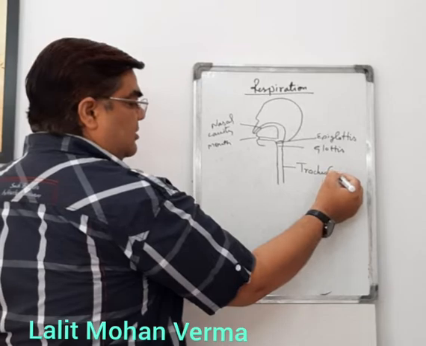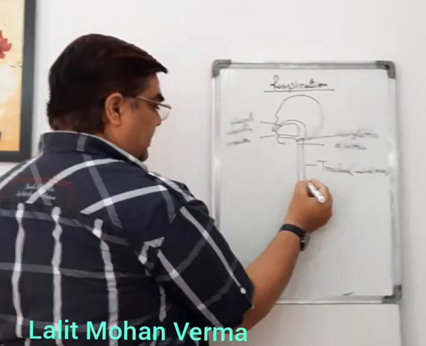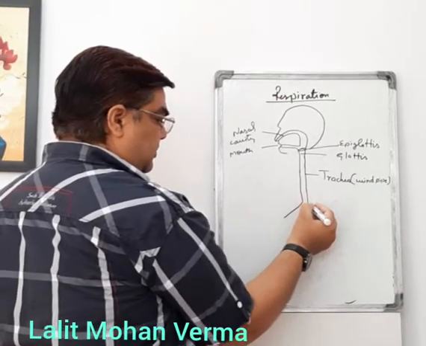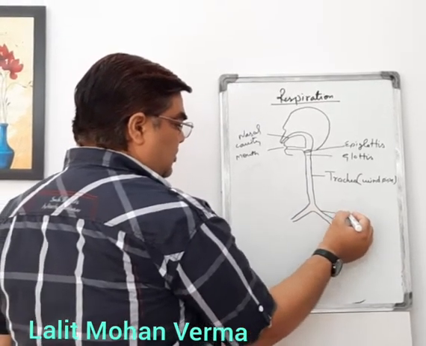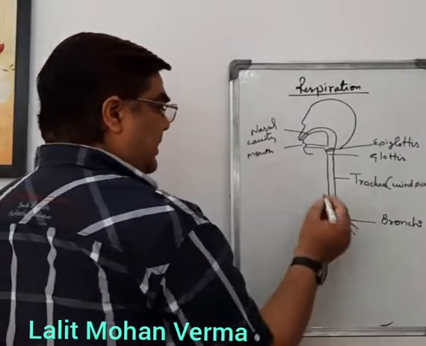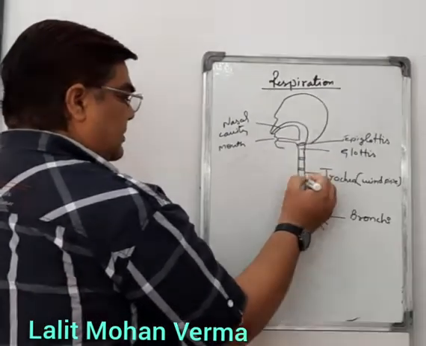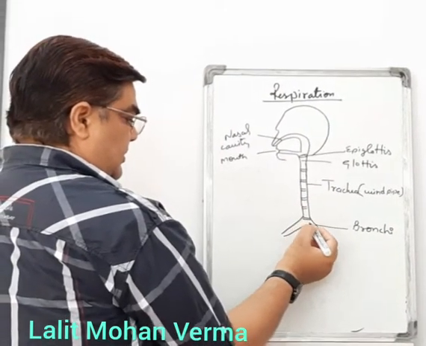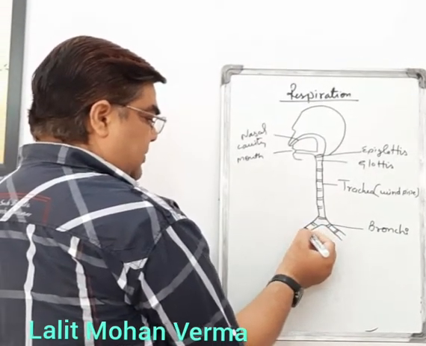Trachea, also called windpipe. This trachea is divided into two bronchus, B-R-O-N-C-H-I, bronchi. And this trachea also contains some rings, that is cartilaginous ring, which prevent the trachea from collapsing.